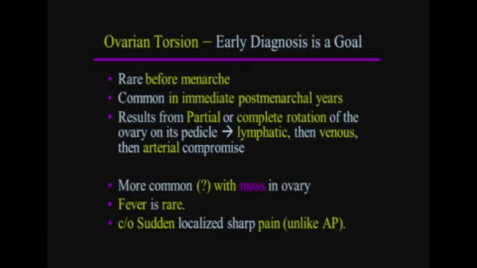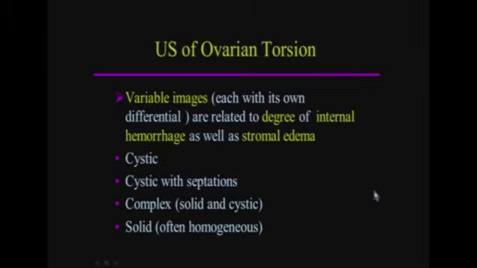Early diagnosis is a goal. It's rare before menarche. It's common in the immediate postmenarchal years. It results from partial or complete rotation of the ovary on its pedicle, leading to first lymphatic, then venous, then arterial compromise. It is said to be more common if there's a mass in the ovary, although we see many cases without masses, and a mass could be a large cyst. Fever is rare, and the patient complains of sudden localized sharp pain, unlike the typical appendicitis concern of periumbilical pain and then extending to the right lower quadrant to McBurney's point.